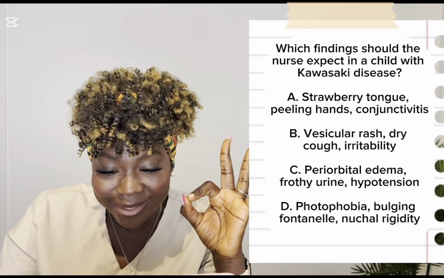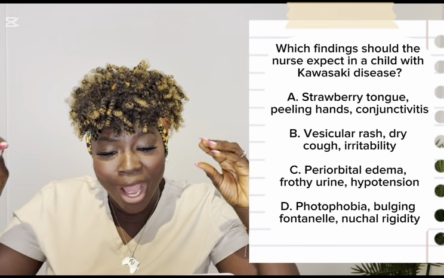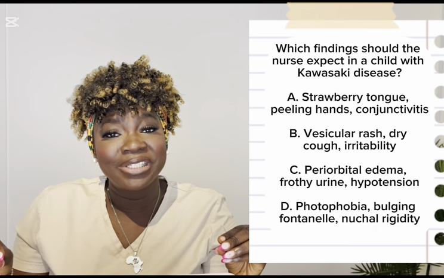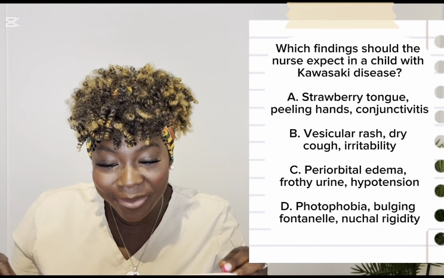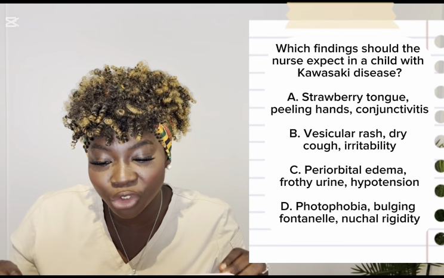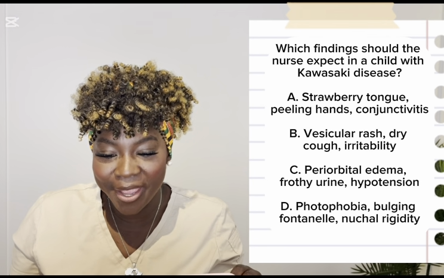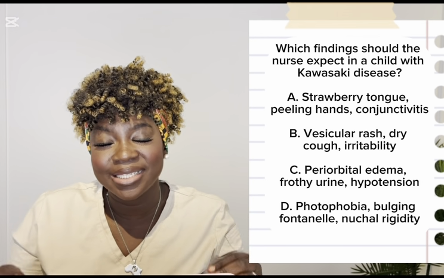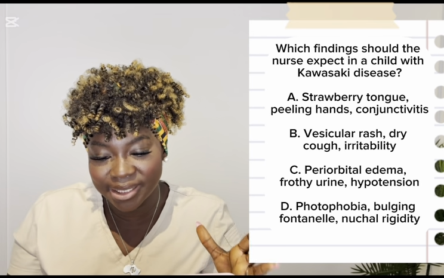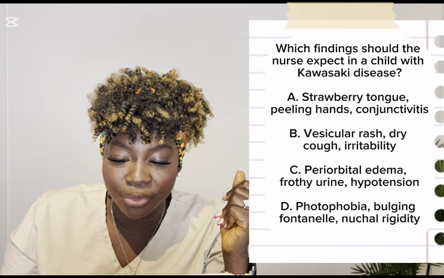And guys, the right answer, I have said this before, so strawberry tongue should have given it away. The right answer is A, strawberry tongue, peeling hands, and conjunctivitis. Okay, these are all classic signs and symptoms of Kawasaki disease. You will see that. Now let's go through the wrong choices.